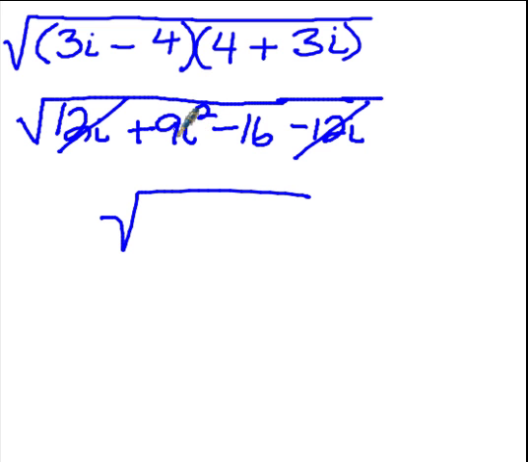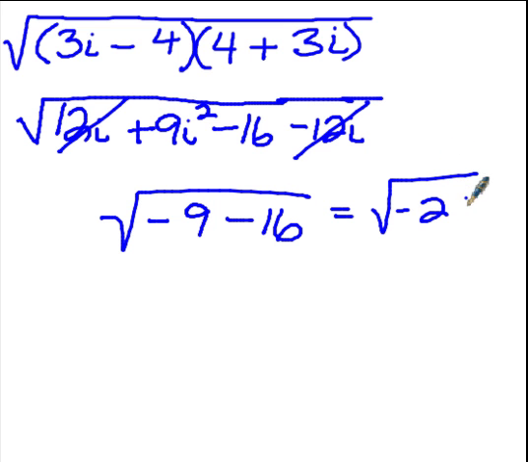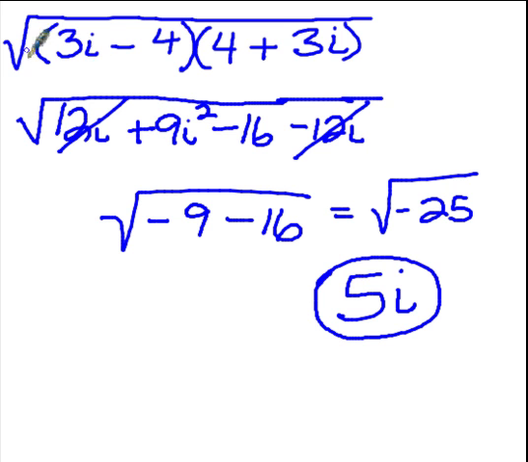Well, 9i squared, i squared is negative 1, so I get negative 9 minus 16. And that gives me square root of, let's see, negative 9 minus 16, I guess that's going to be negative 25. And then square root of 25 is just 5, and the square root of the negative is i. So I can simplify all this and write 5i. And that's pretty exciting.